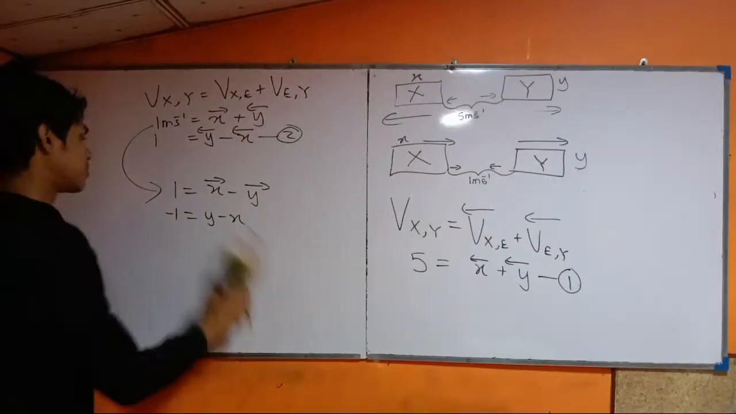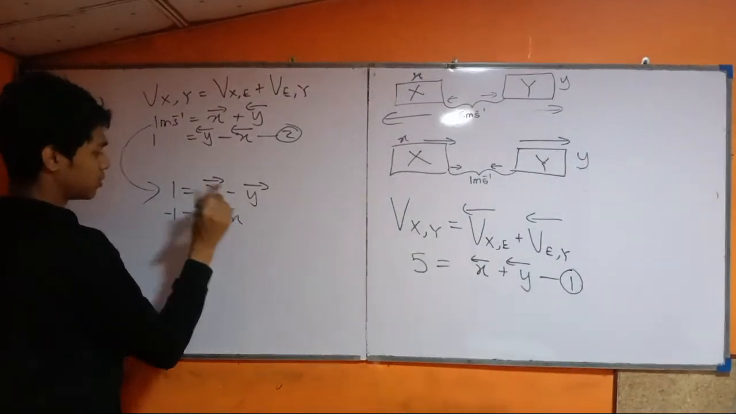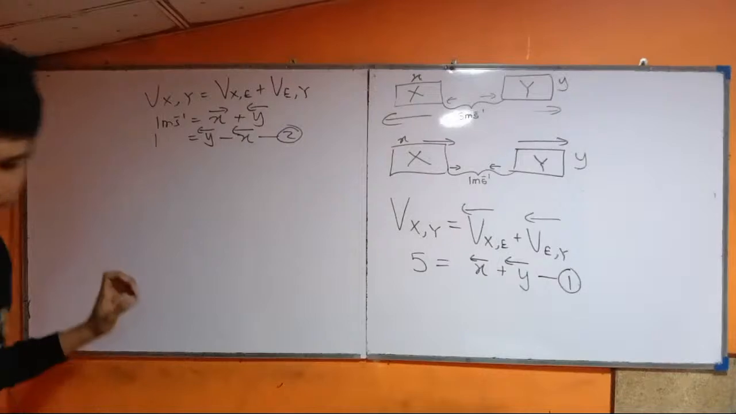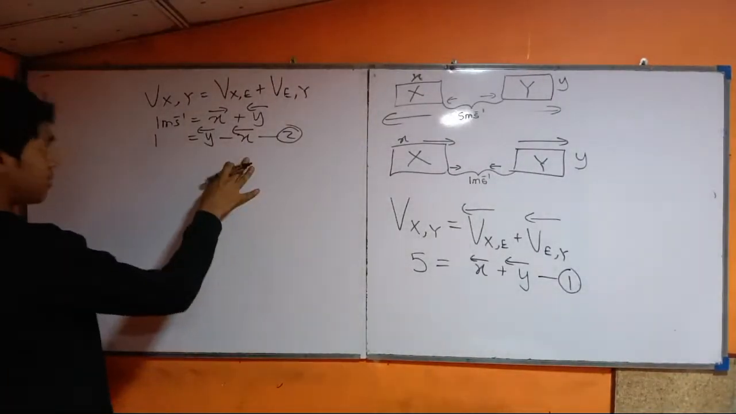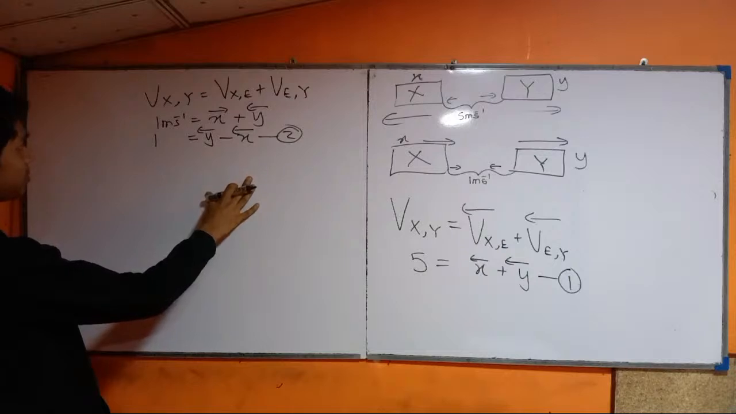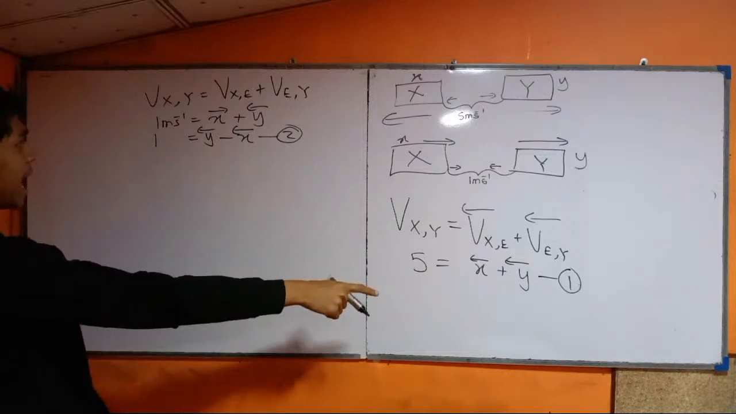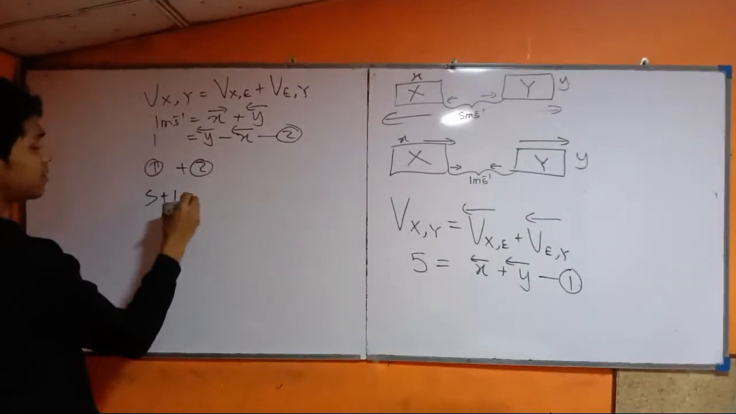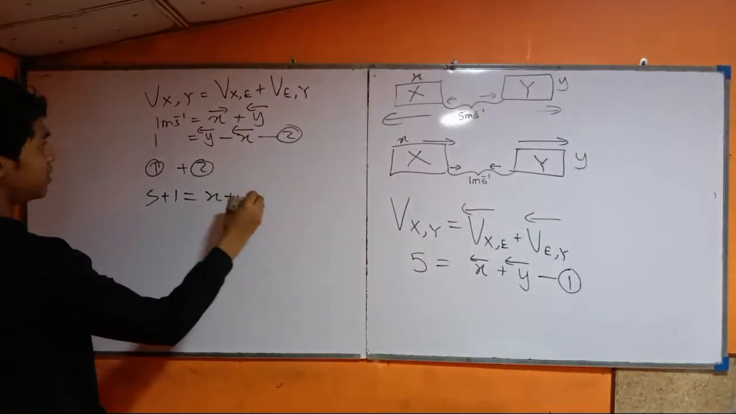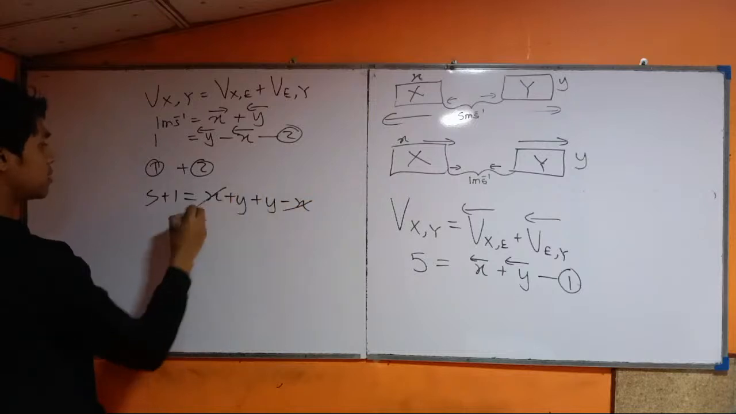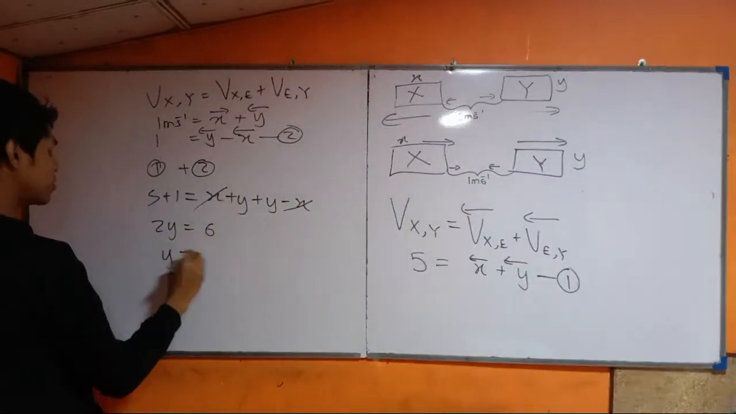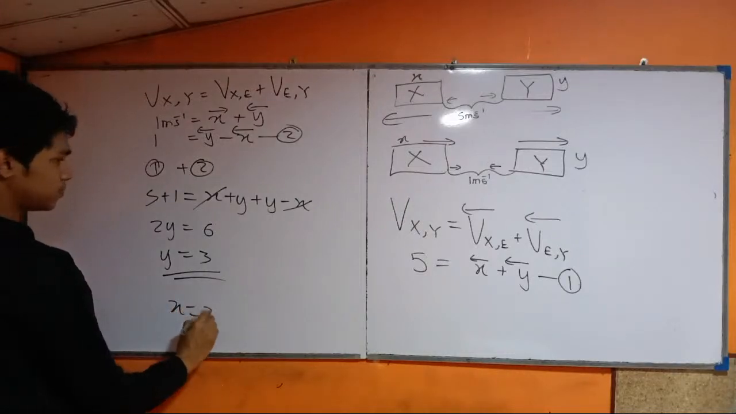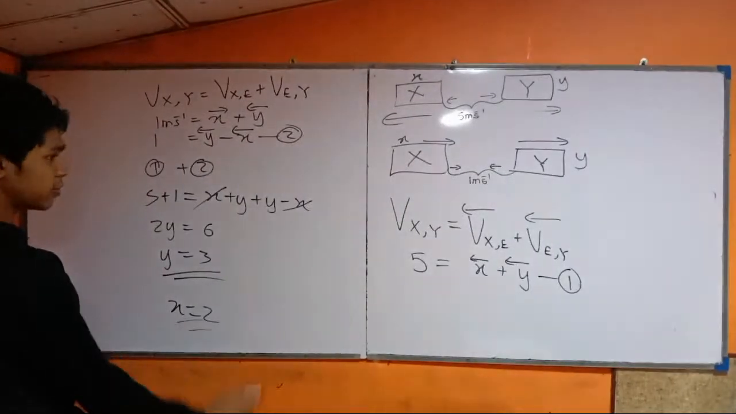Okay, y minus x, but in this direction. You are going to change the sign. But here, no problem like that. You are going to directly take it: y minus x. Good. Now you can see you can add them together, right? So 1 plus 2, you are going to get 5 plus 1 is equal to x plus y minus x. So 2y is going to be 6, y is going to be 3. So y is 3, x is going to be 2.